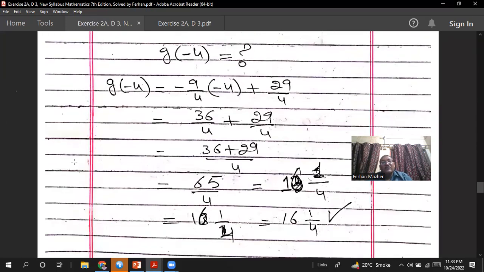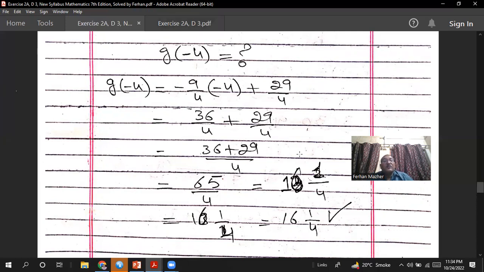Okay, then their question is find the value of g of minus 4. So g of minus 4 will be equal to minus 9 by 4 into minus 4 plus 29 by 4. So that will be 36 by 4 plus 29 by 4. So that will be 36 plus 29 and the whole thing divided by 4. So that will be 65 by 4, which is equal to 16 whole 1 by 4. So 16 whole 1 by 4 is the final answer.